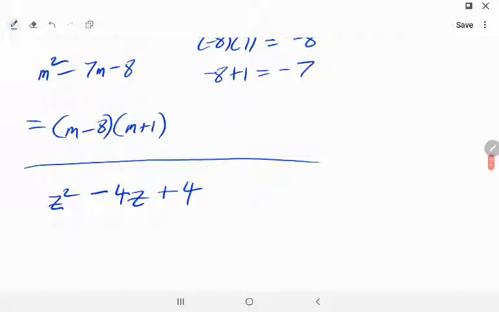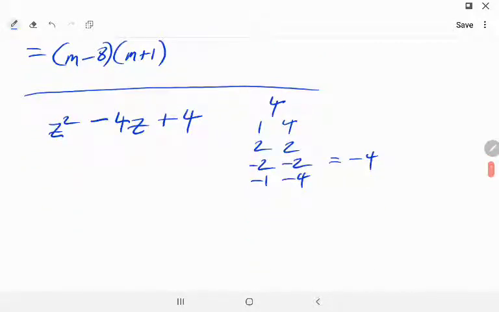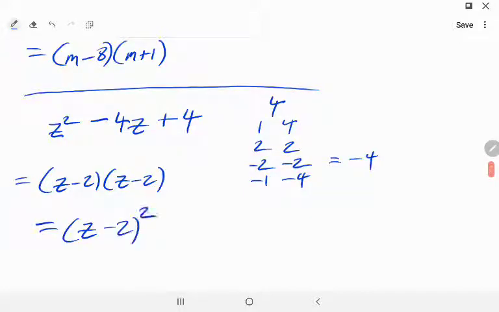We notice that for 4, we have the choice of 1 and 4, 2 and 2, negative 2 and negative 2, negative 1 and negative 4. We notice negative 2 plus negative 2 equals negative 4, and so we can say z minus 2 times the quantity z minus 2, and so we're going to leave it as the quantity z minus 2 times the quantity z minus 2, or we could think of that as z minus 2 quantity squared. And again, we're going to talk about that a little bit later. That ends up being a neat trick we can use.